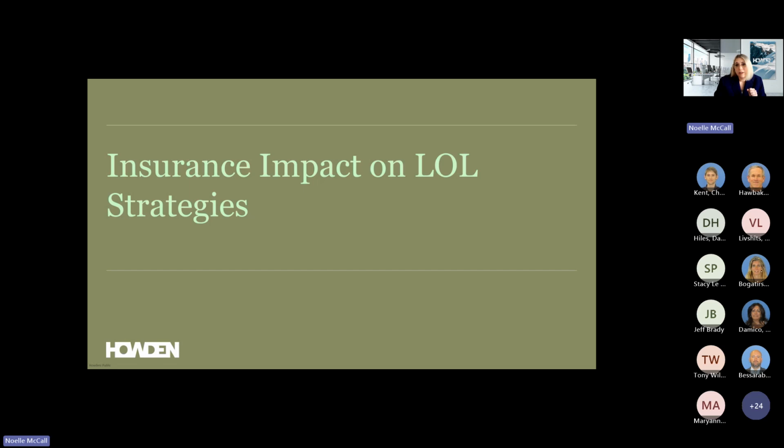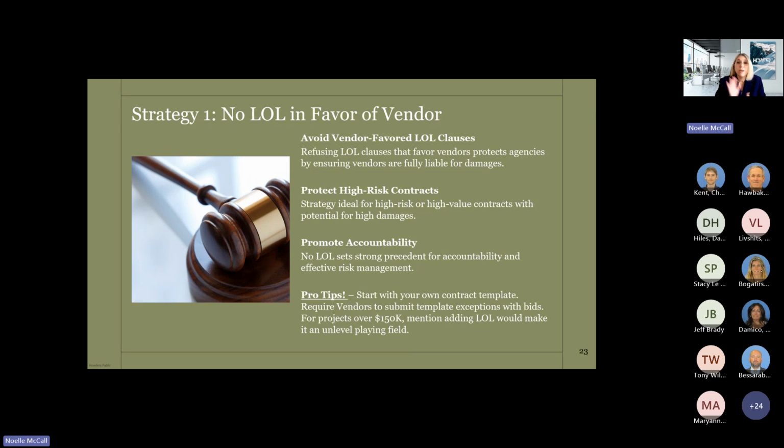Now we're going to take a look at the insurance impact on limitation of liability strategies. And we have 5 strategies that we're going to go over. We're going to start out with the most protective to public entities and then go towards things that are not as protective that you may need to do.